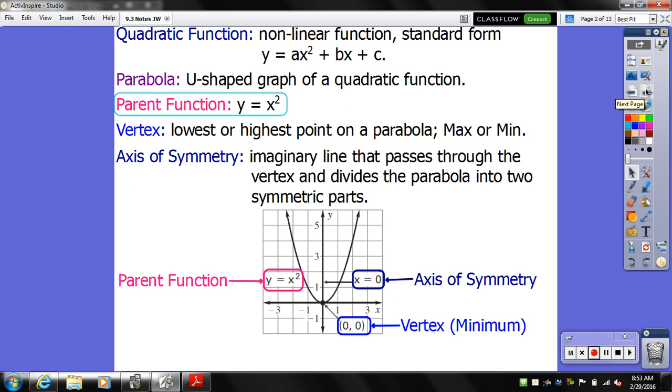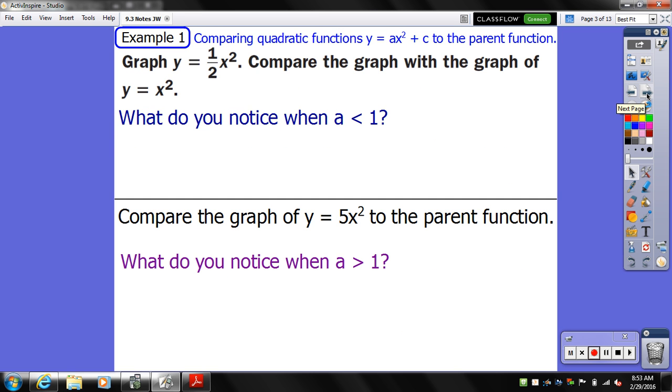This is a slide from our last lesson, but the most important thing from this is the parent function y equals x squared, and that specifically is the quadratic parent function, because remember we also have a linear parent function that we compare with as well, but now we're going to deal with the quadratic parent function. So we're going to go step by step figuring out what these numbers do to these equations. So graph y equals 1/2 x squared and compare the graph with the graph of y equals x squared, which sometimes it just says the parent quadratic function, so that's definitely something that you need to memorize.